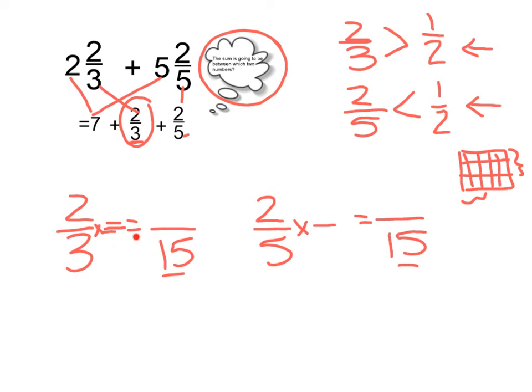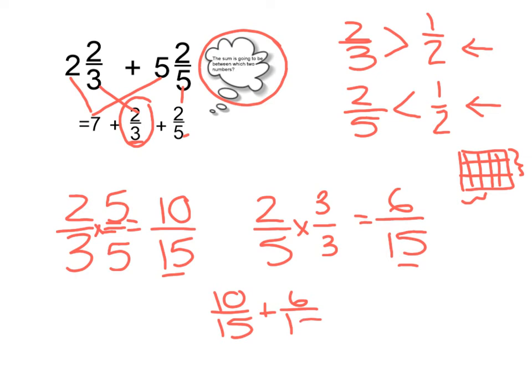I know that 3 times what equals 15? You got it, 5. So I multiplied by 5/5, and 2 times 5 is, you got it, 10. I know you're doing this in your head with me, right? Now 5 times what equals 15? Yep, 3. So we've got to make this 3/3. And 2 times 3 is 6. So I've got 10/15 and 6/15. So now I've got to add 10/15 plus 6/15, which equals 16/15. And again, that's a little greater than 1.